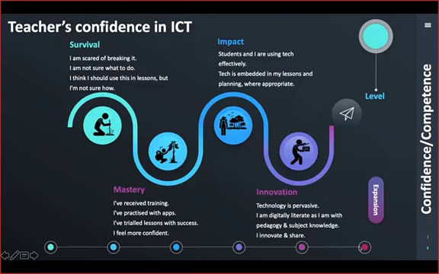Again, we continue on the teacher's confidence in ICT. I give you 30 seconds, every participant here, to watch over this slide. Of course, there are some signs and some keywords you need to understand. Then we carry on the discussion.